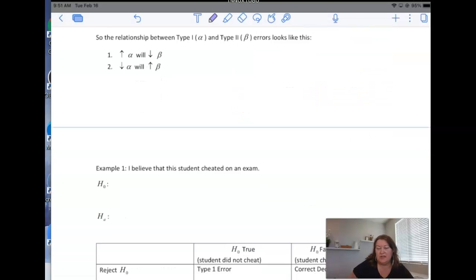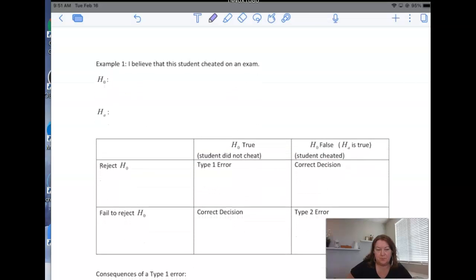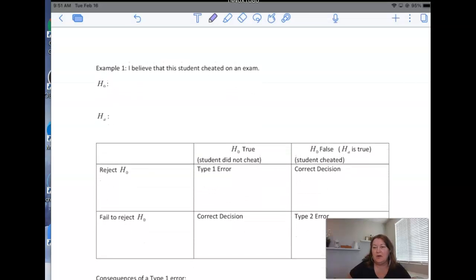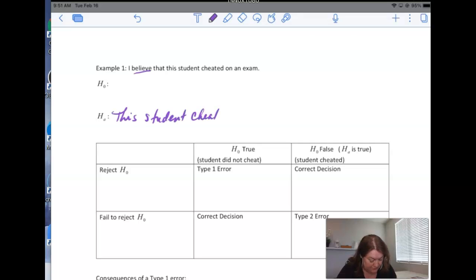All right, so here we're going to use an example real quick. All right, so in example 1, I believe that this student cheated on an exam. Let's say that we have to set up our null and our alternative hypothesis. So remember that whatever it is that I think is happening is my alternative. So my alternative is this student cheated. Okay, that means that my null is that this student did not cheat.